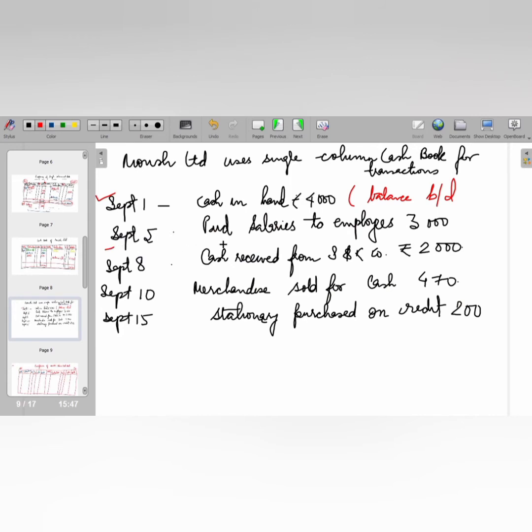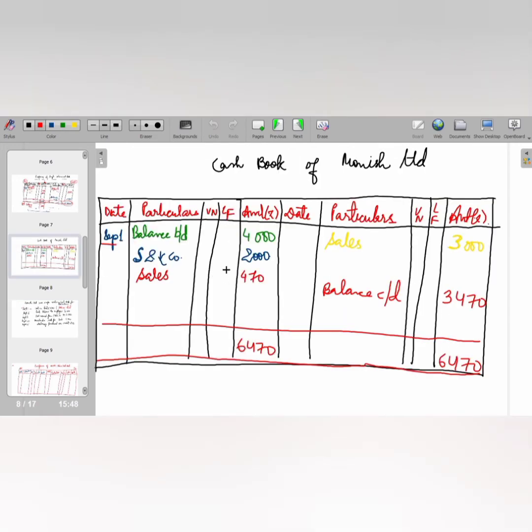September 5, paid salaries to employees 3,000. We are paying salaries to employees, means cash is going out. Remember the rule, if an asset decreases, we will show it on the credit side. So cash is going out, and it will be recorded on the credit side. Fine. See, sales. September 5, sales 3,000.